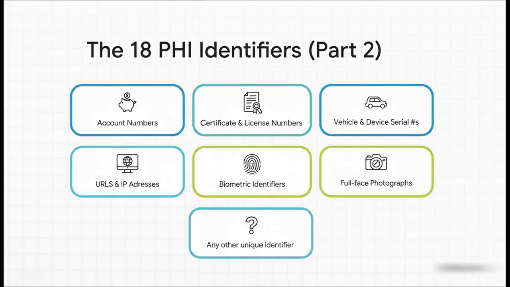And here's the rest of the list. This is where it gets a little more techy. We're talking account numbers, license numbers, even vehicle serial numbers. Your IP address when you log into a patient portal? Yep, that's one too. Biometrics like fingerprints and voice prints? Absolutely. And a big one in a pharmacy setting, full-face photos. That last one is a catch-all. Basically, any other unique number or code that could identify someone.